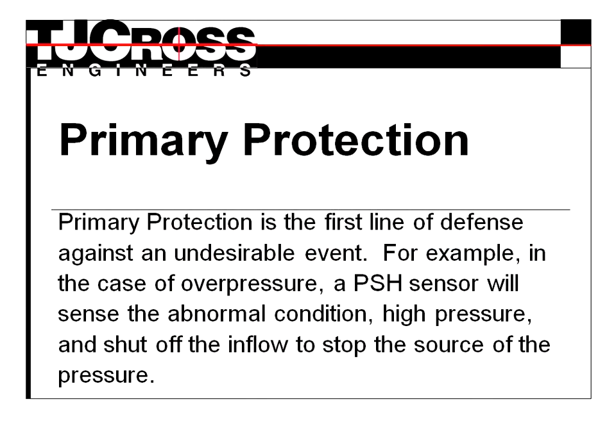API RP14C uses both primary and secondary protection triggered by abnormal events to prevent undesirable events. Primary protection is the first line of defense against an undesirable event. For example, in the case of overpressure, a high-pressure sensor, also known as a PSH, will sense the abnormal condition of high pressure and shut off the inflow to stop the source of the pressure.